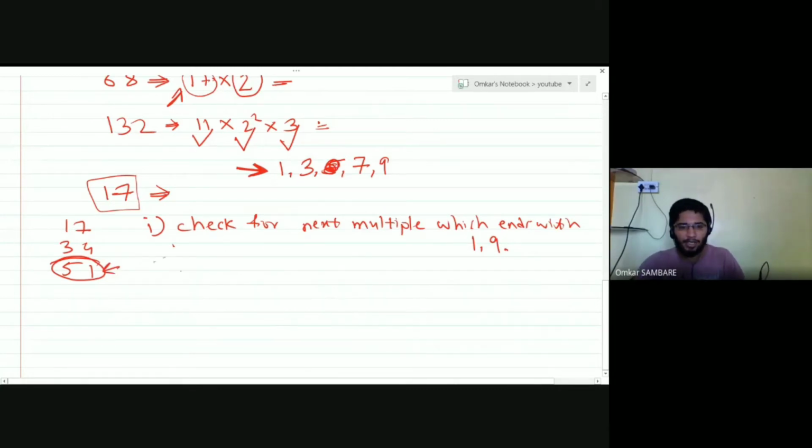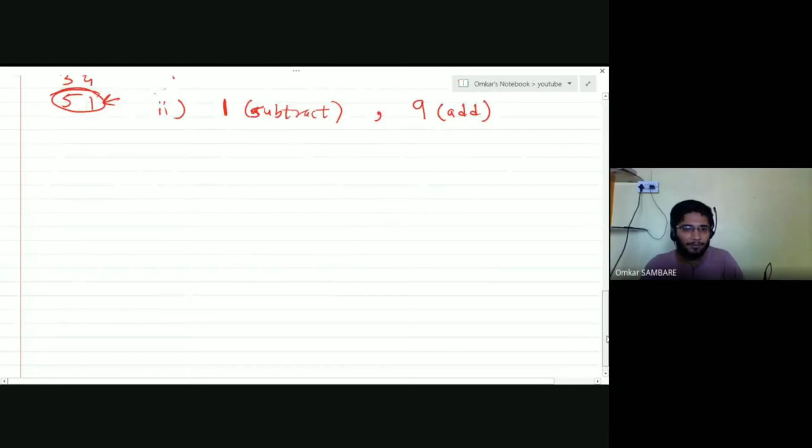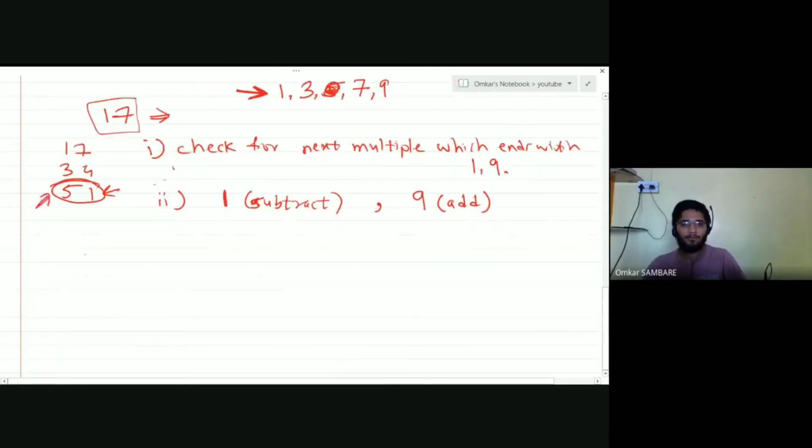Now, here is the second step. If that multiple is ending with 1, we have to subtract. What to subtract and what to add, that we will see afterwards. But remember, when the multiple is ending with 1, we have to subtract, and if the multiple is ending with 9, then we have to add. What to add, what to subtract, that we will see now.